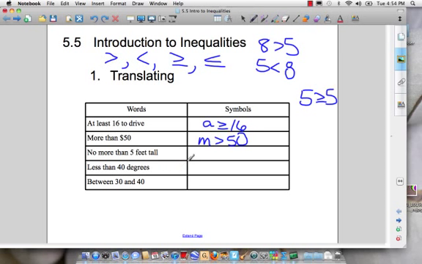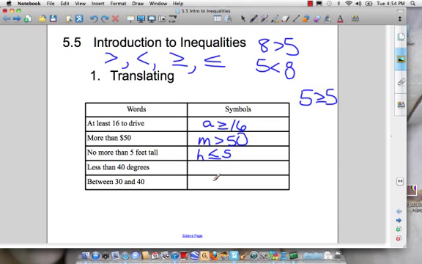Okay, the next one, no more than 5 feet tall. So we're talking about a height, and it can't be more than 5. So let's think about that. That means it has to be less than, so I'm going to put a less than in. Now, could it actually be 5? If I say no more than 5, sure, it could actually be 5, so I need to include the less than or equal to.